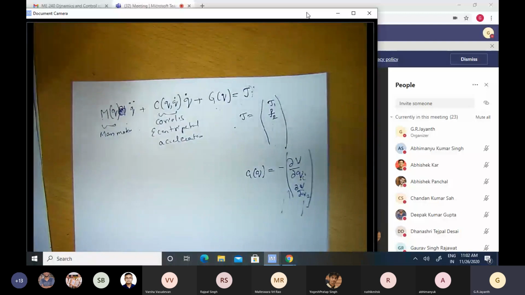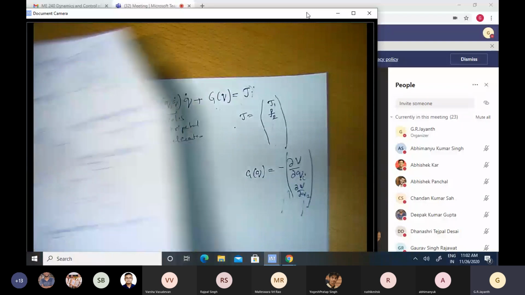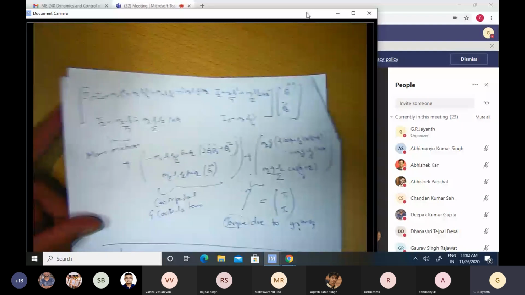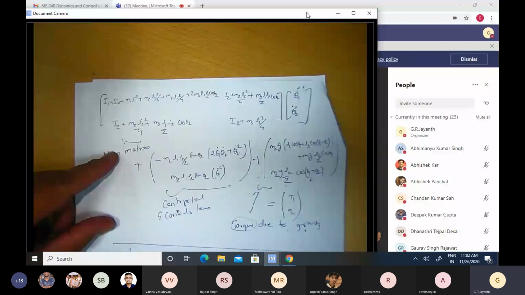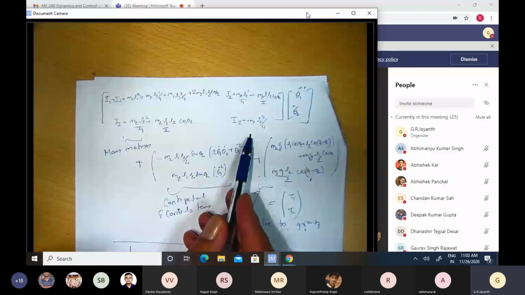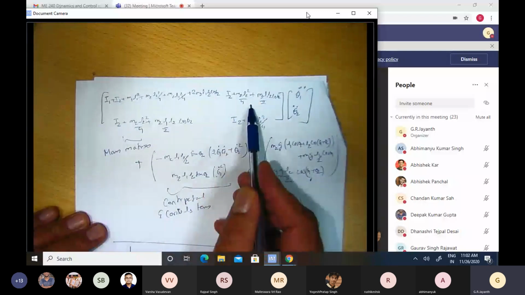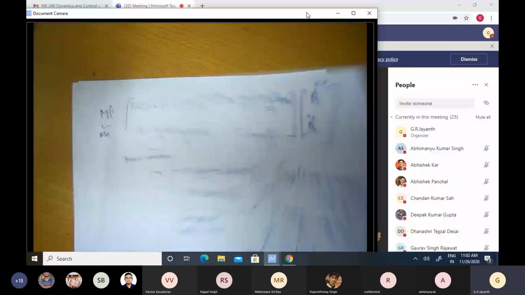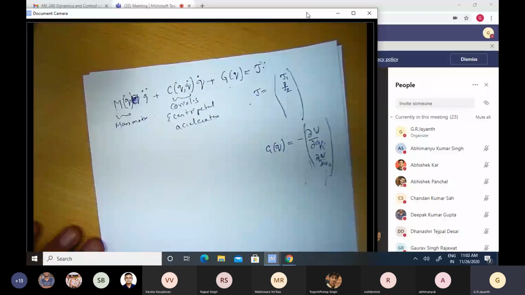Okay. So before we go about solving this equation, just a couple of comments are in order. If you go back to the example of that 2R manipulator, if you look at the mass matrix, you see that it's a symmetric matrix. If you look at the off-diagonal terms, they're identical. Okay. So is that generally true? Can we show that M of Q is in general a symmetric matrix?